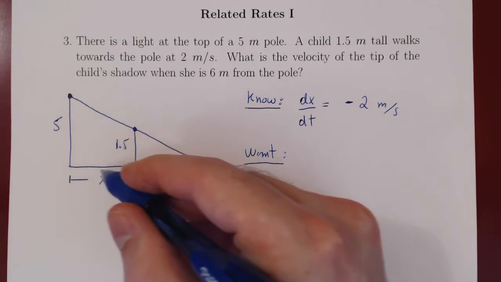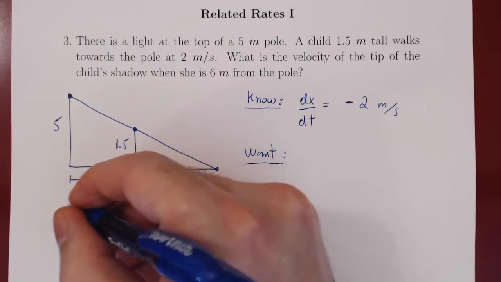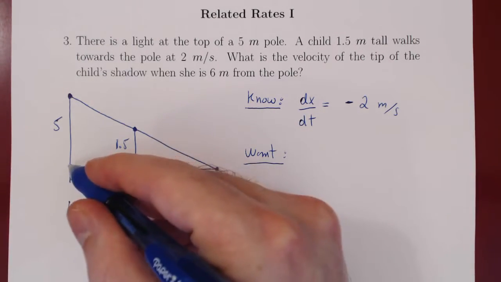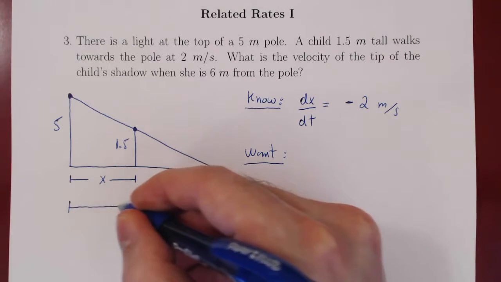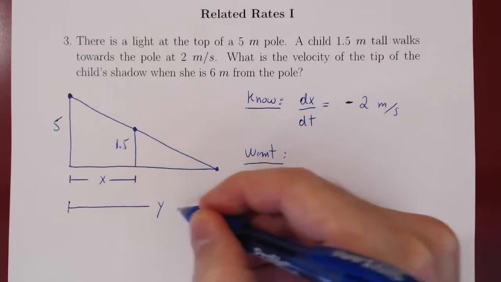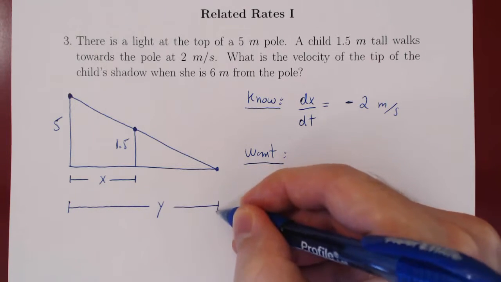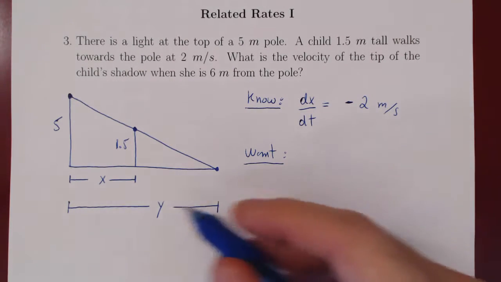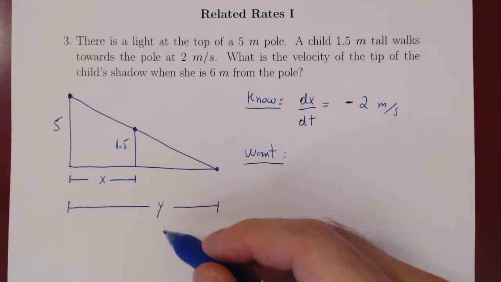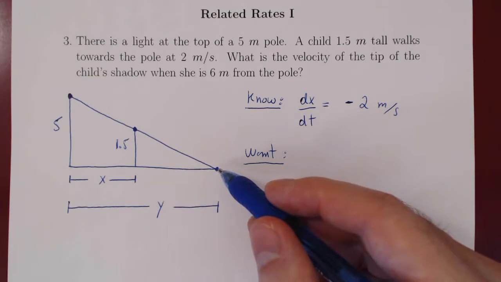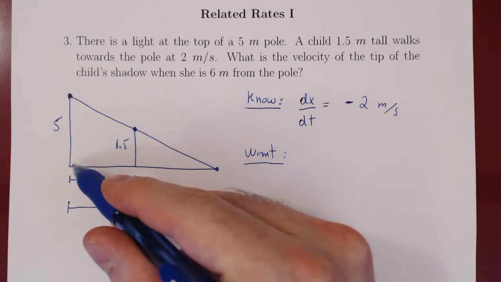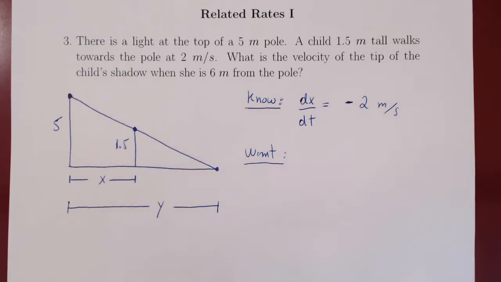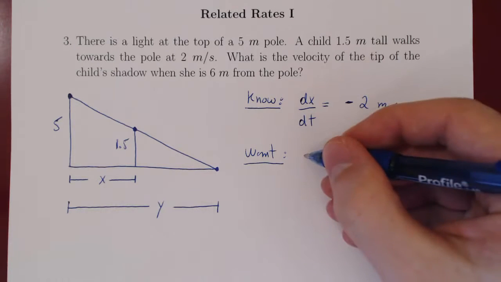So we have a new line segment connecting the point of the pole with the tip of the shadow. This is a variable, call it y. And now, the rate of change of y as a function of time will give you the velocity of the tip of the child's shadow, because the reference point, being the pole, is constant. And now we have what we want.